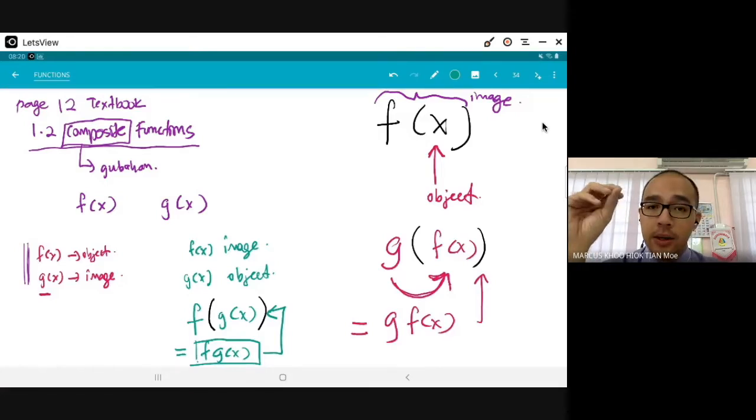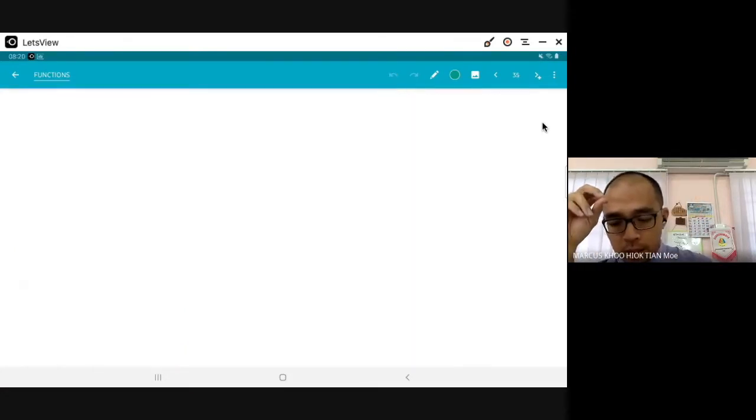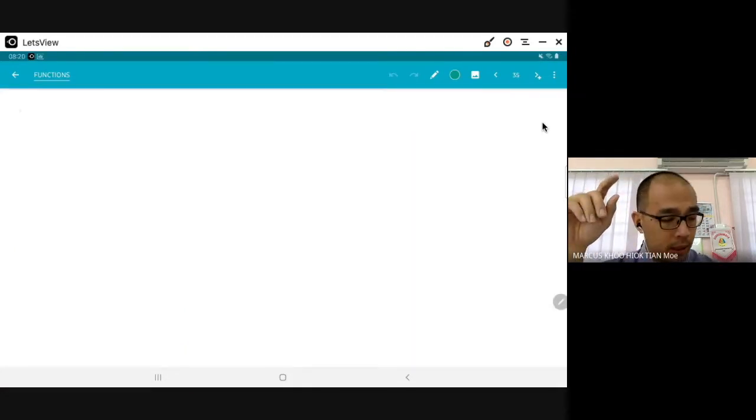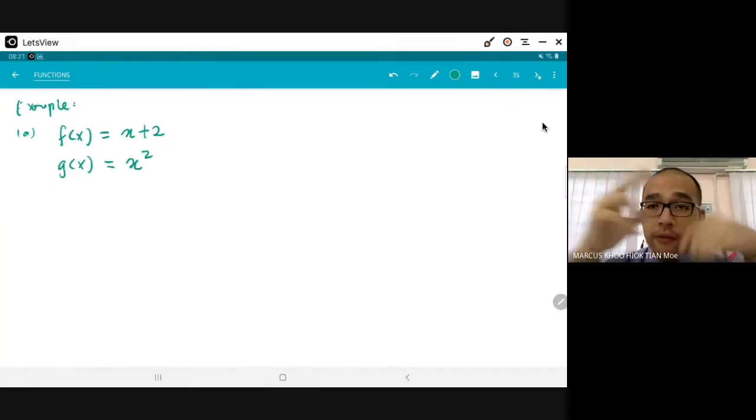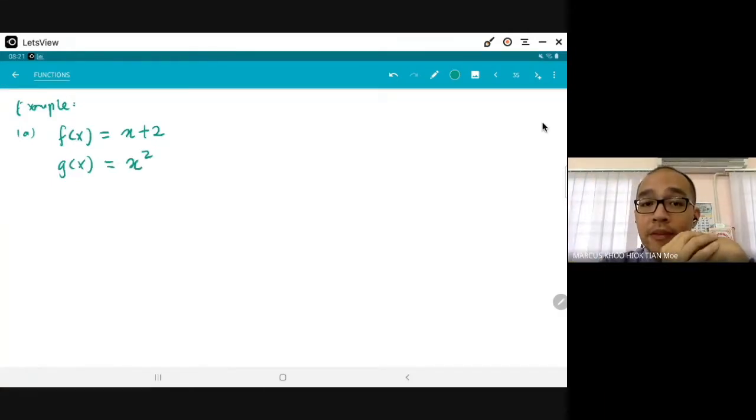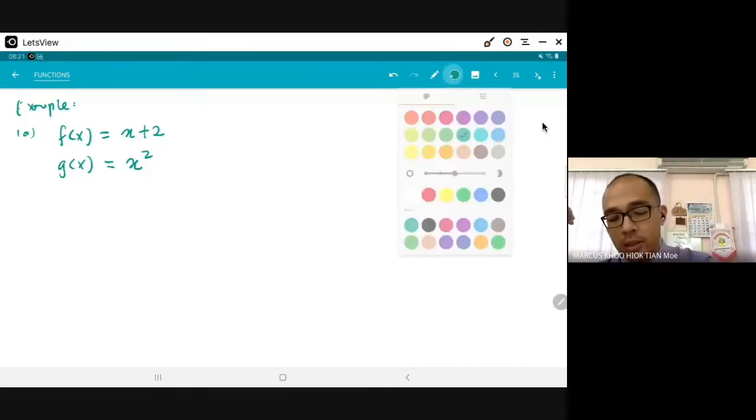So let's do one example. Let's say I have an example over here. The first one I have is f(x) equals x plus 2, and I have g(x) equals x squared. So I have two different functions: f(x) equals x plus 2 and g(x) equals x squared.